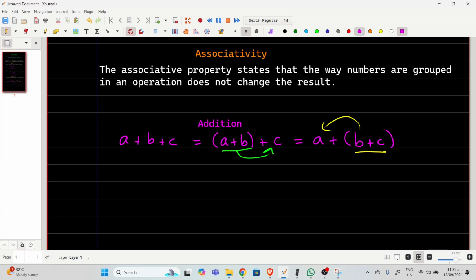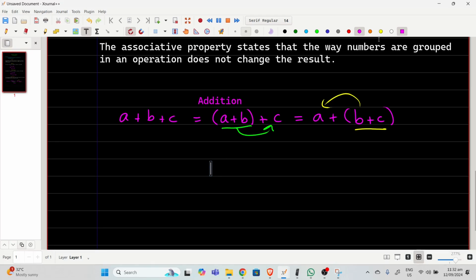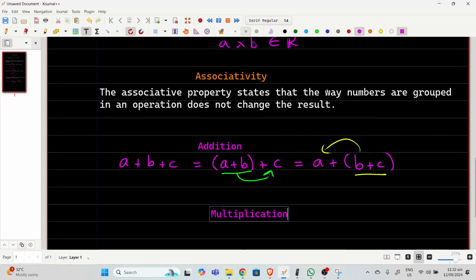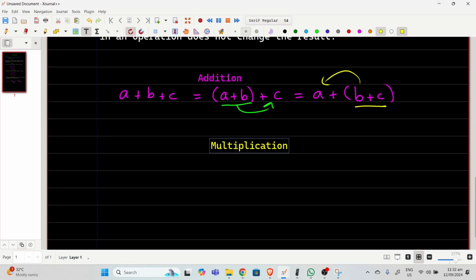The next one that we're going to look at is multiplication. So let's do this one here. Multiplication. Actually, this one was yellow before? Okay, let me put this as yellow. I'll put this one as yellow as well.